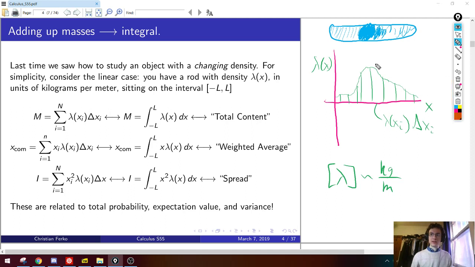So if you ask the question, if I had some guy who was trying to balance this rod on his finger, where should I put my finger to balance the rod? That is the question which is answered by the center of mass. So the center of mass is that location where you could put your finger under it and just balance the rod perfectly. As we saw, that also has an integral expression, x center of mass, which is an integral of x times the density. We might call that a weighted average, or a first moment, as terminology we'll see soon.